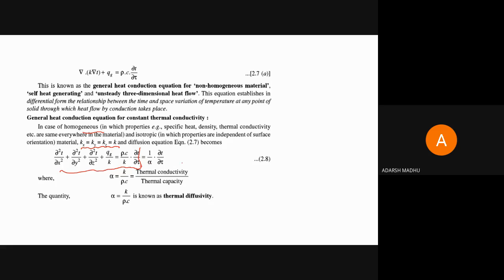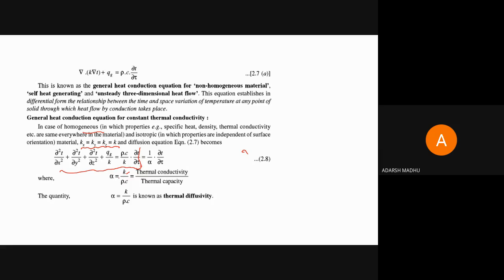So here we are introducing a term called alpha, which is referred to as thermal diffusivity. Alpha is thermal diffusivity. It is termed as k by rho c. Here we have rho c by k, and by taking the reciprocal, we will get k by rho c. That is the term alpha, which is thermal conductivity divided by thermal capacity. Thermal conductivity is K, and thermal capacity is the product of rho into C.